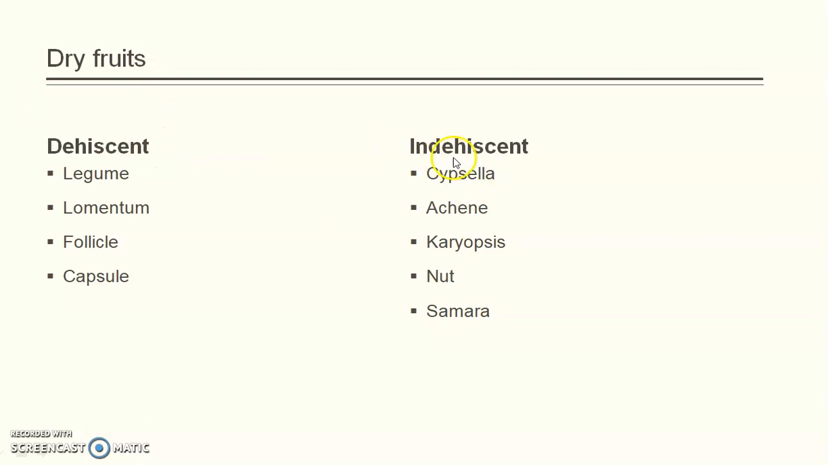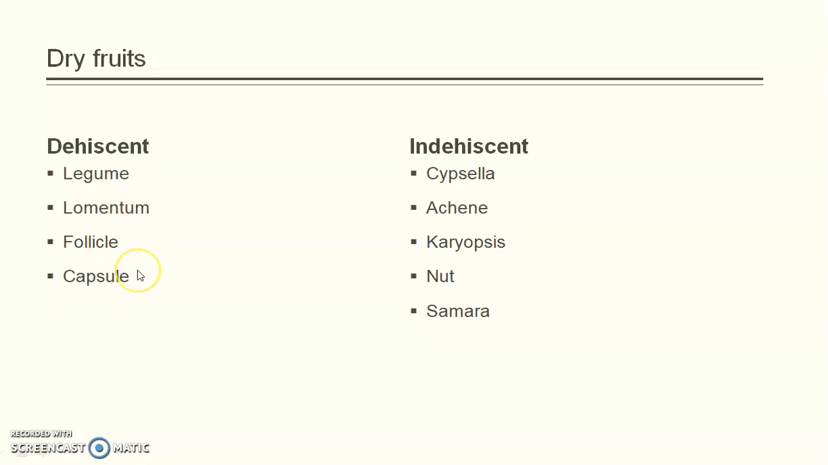Whereas indehiscent fruits do not open at maturity. They open either by deterioration or by consumption by animals. Then only they will split up. So these are the two types of dry fruits, dehiscent and indehiscent. In the dehiscent, we have four types, namely legume, lomentum, follicle and capsule.